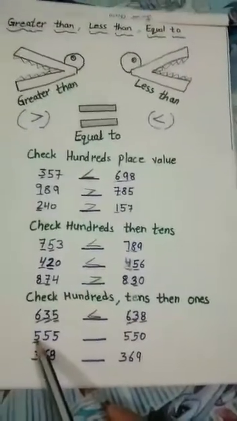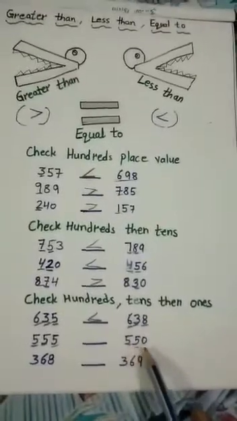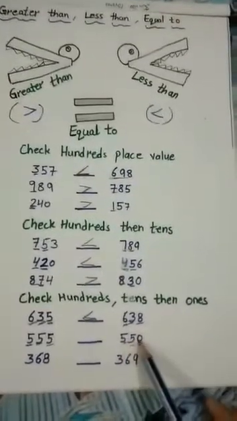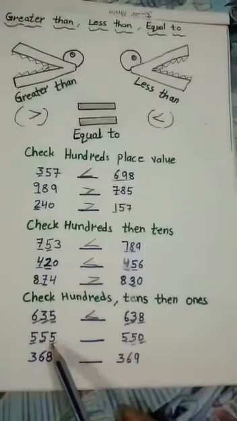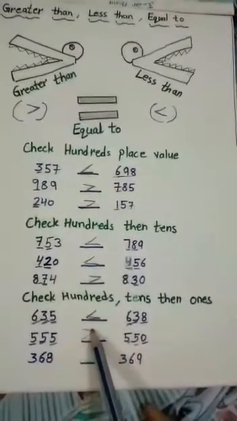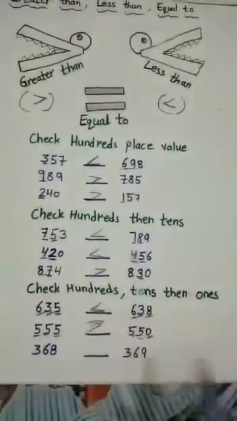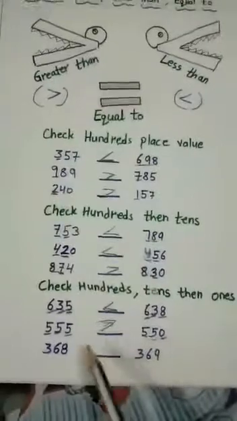Now 555: 5 hundreds, 5 tens, 5 ones. And 500, 5 tens, and 0 ones. So which is big? Ones place value we have to check. 0 or 5? 5 is big. So this sign will come over here. Sorry. Greater than.